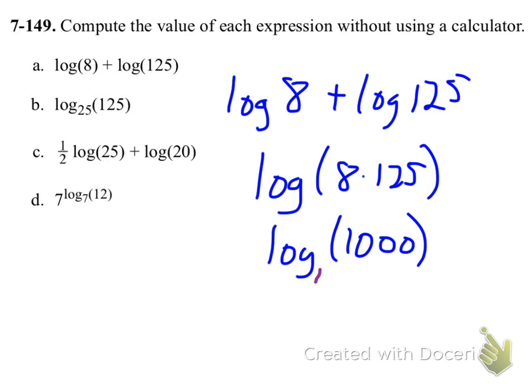So again, the base is 10, and a logarithm is like an exponent. So basically this question is asking 10 to what exponent is going to equal 1,000? And that would be 10 to the third will equal 1,000. So this equals 3.